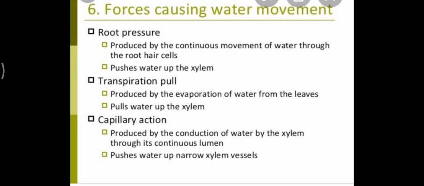The next pull is the transpiration pull. Just now I have told you that transpiration is basically the loss of water by leaves in the form of water vapor. So the pull created by this loss of water through leaves creates a suction pull that helps in driving the water in the upper direction, and that is known as the transpiration pull.